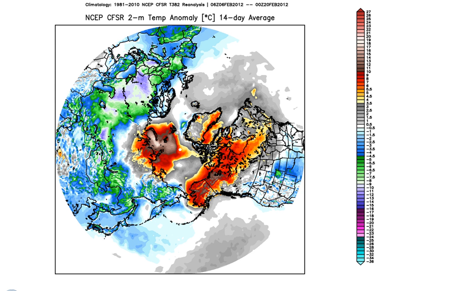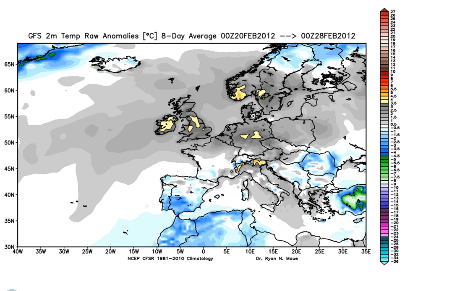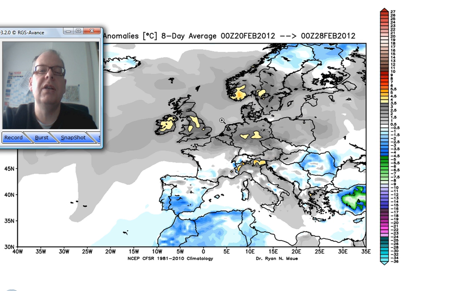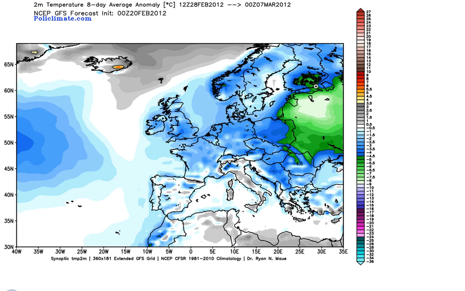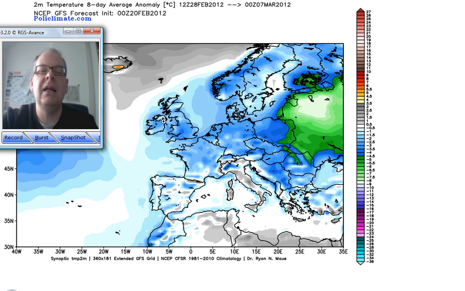Now compare that to how things look in the next 8 days. Quite a contrast you can see here. Temperature's going to be around or above normal for the time of year. This is for the period going through the 28th of February. But then look what happens into the early part of March. This is for the period going into the 7th of March. So from the 28th of February to the 7th of March, temperatures falling back down again.